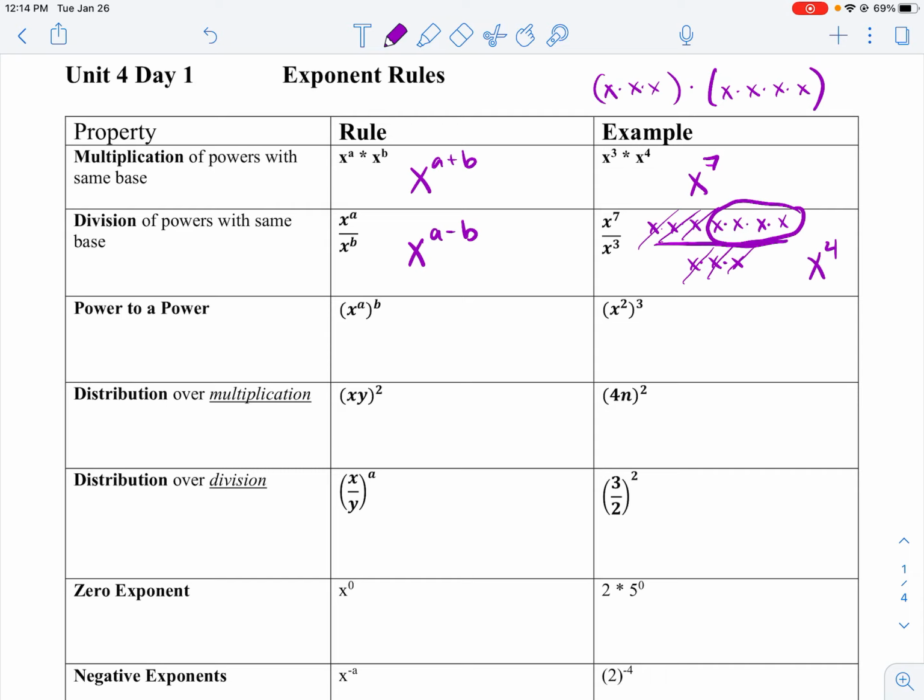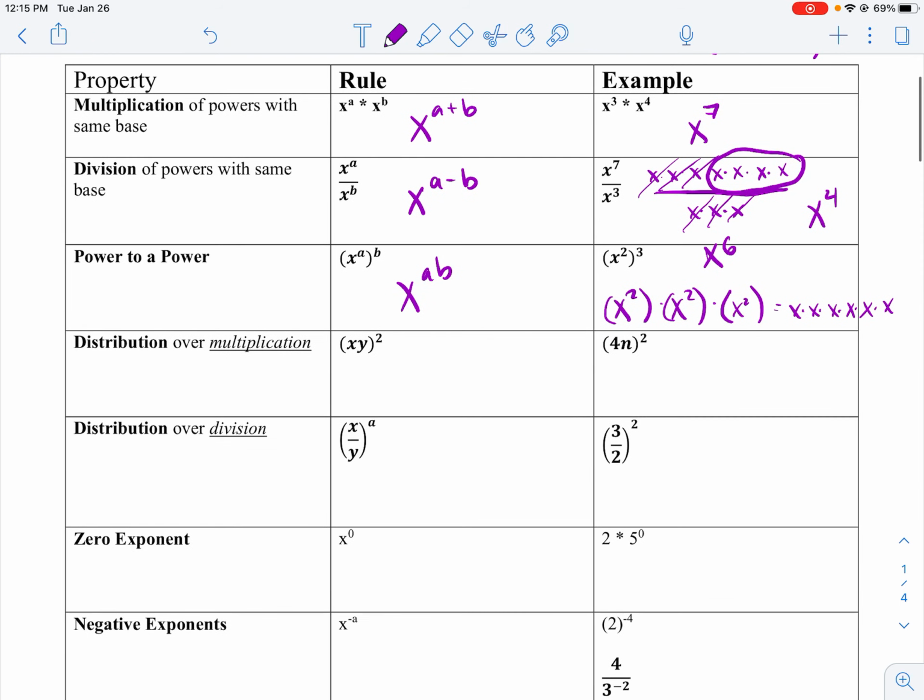The next one is power to a power. Anytime you have something raised to a power and it's being raised to another power, you just multiply those two exponents. Here we have x squared, cubed. How many x squareds is that? If we break that out, how many x's is that? That's 1, 2, 3, 4, 5, 6. So we have x to the 6th power.